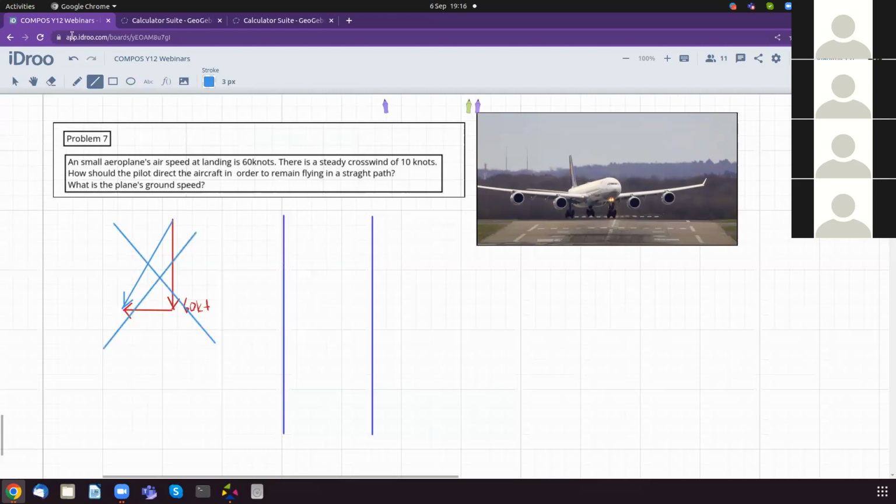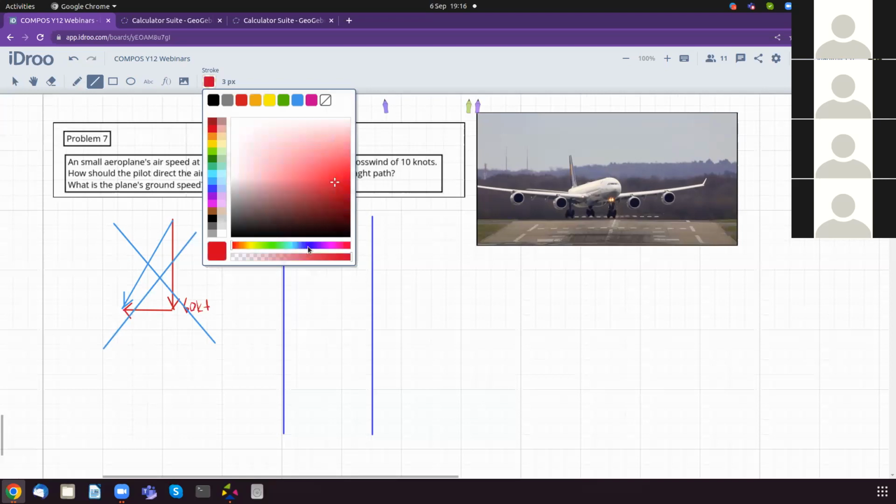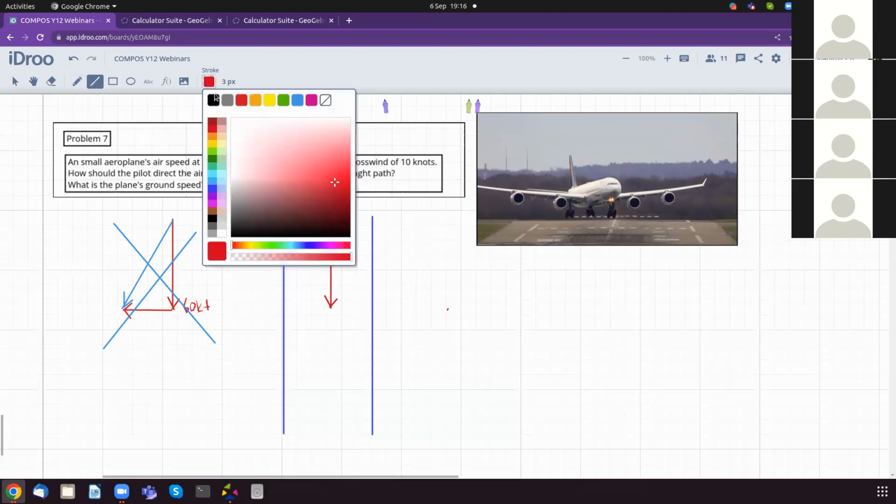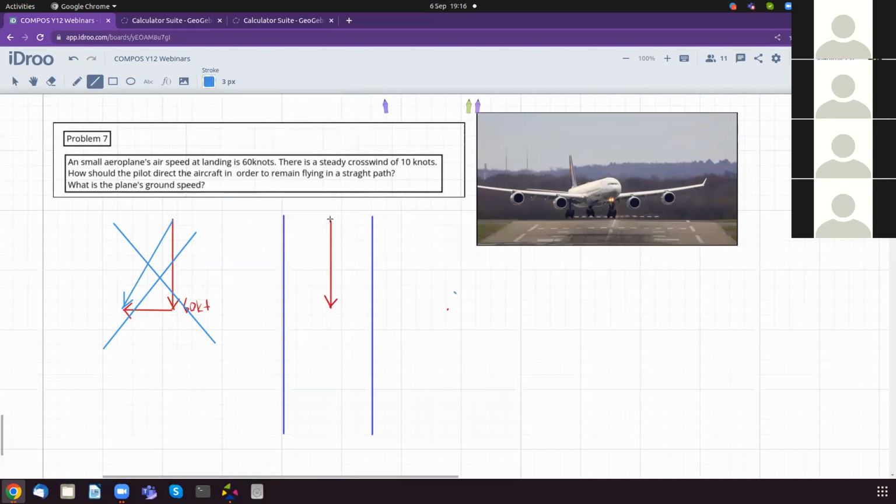What you want is for the plane to actually travel like this. But because there's wind, you have to steer the plane into the wind. So you steer the plane like this, and then the wind will blow you off course, and as a result, you would travel in a straight line. Okay, is that making sense? On a scale of 1 to 10, please.